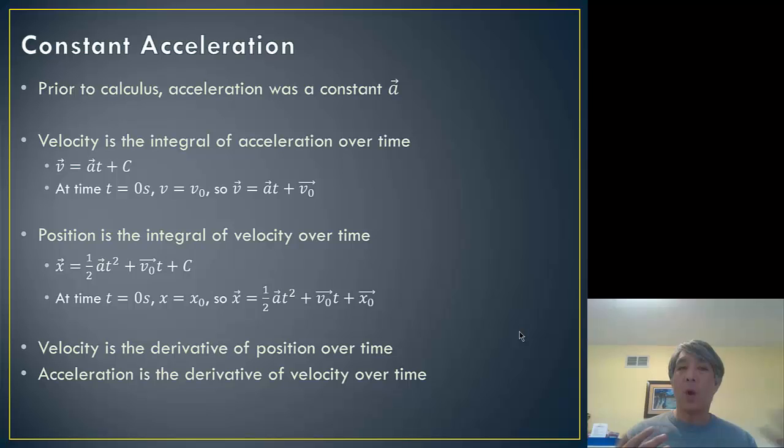If I wanted to go the other way, you just need to remember that velocity is the derivative of position over time. Don't forget that that's also a slope if I have an actual graph. And acceleration is the derivative of velocity over time.